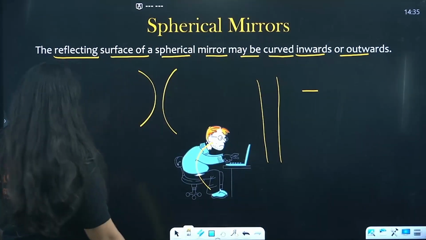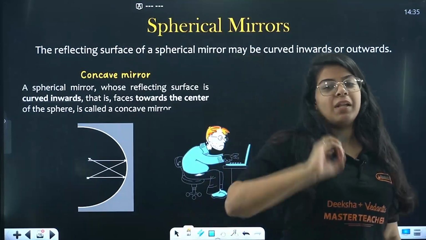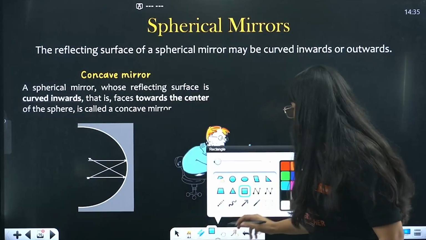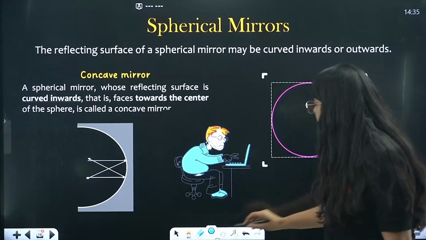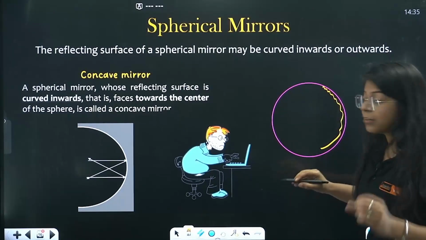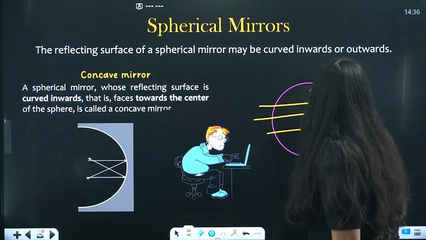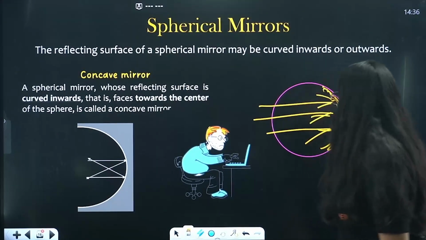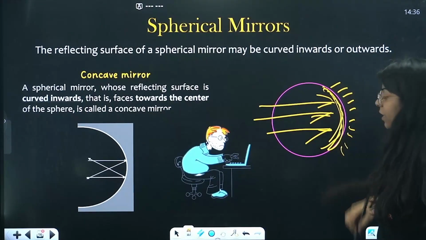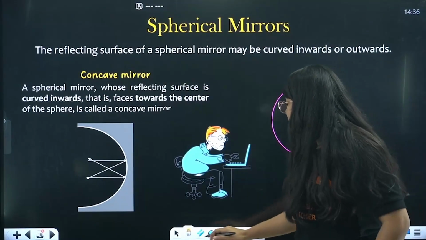Now beta, we have two types of these mirrors. First one is your concave mirror. In a concave mirror, remember it like this, you have a circle. If this inward side is reflecting, that means light rays are coming like this and bouncing back from here. This is the part where you can see yourself, not the part behind the mirror. Then that mirror will be called a concave mirror, beta.